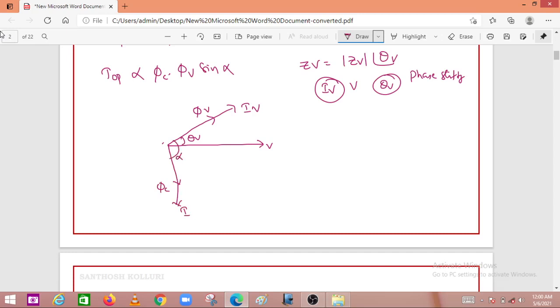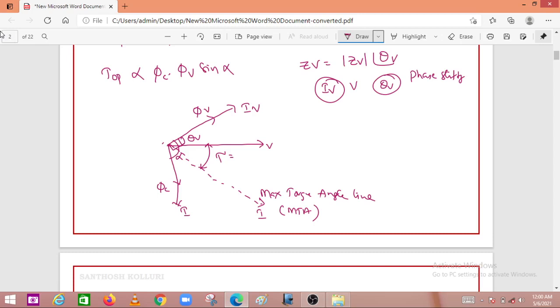Alpha is the angle between phi C and phi V, and the 90 degrees with respect to this is the maximum torque angle line. This is the maximum torque angle line, called MTA line, and this is the angle tau between V and I. This is the I only, V and I. So this is the maximum torque angle, tau.